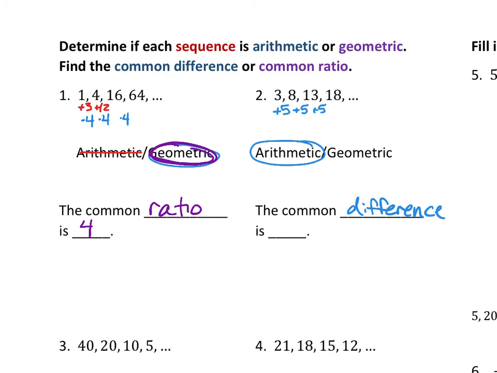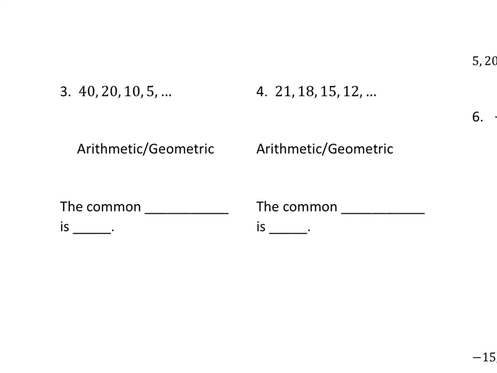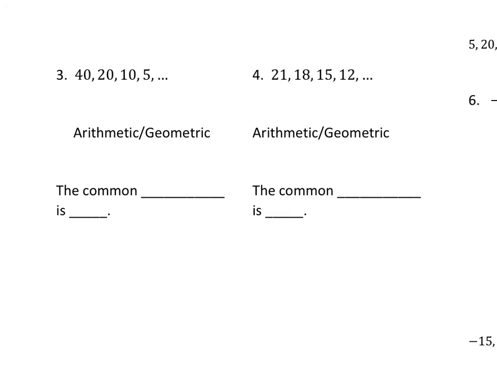And that common difference is a positive 5. See if you can figure out number 3. Is number 3 an arithmetic or a geometric sequence?